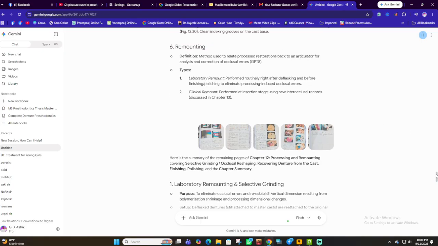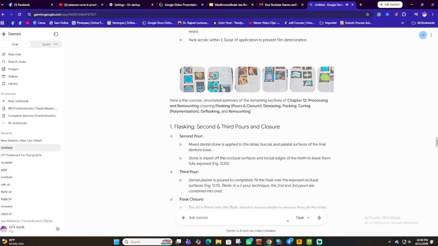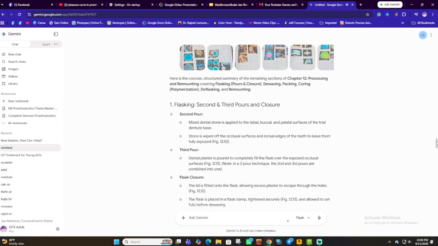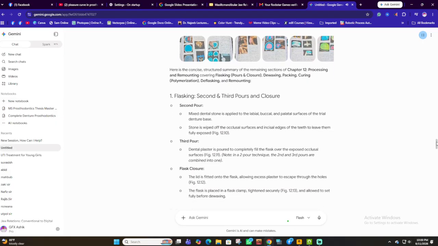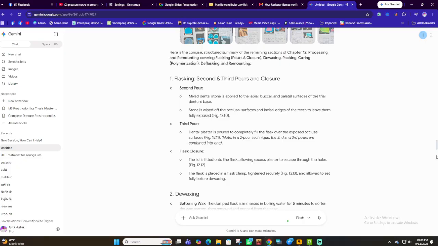Here is the concise, structured summary of the remaining sections of Chapter 12. Processing and remounting, covering flasking, pause and closure, dewaxing, packing, curing, polymerization, deflasking, and remounting. 1. Flasking, second and third pour and closure.